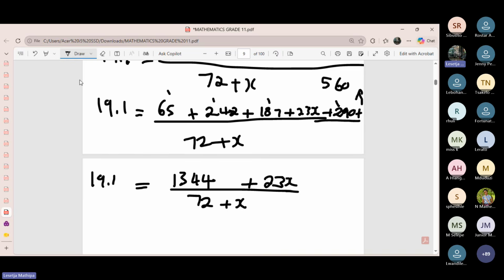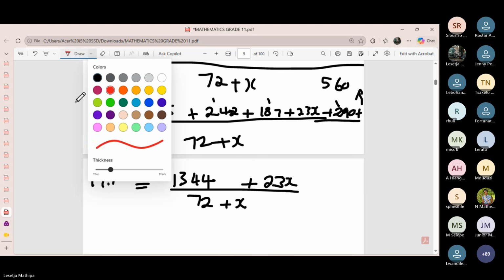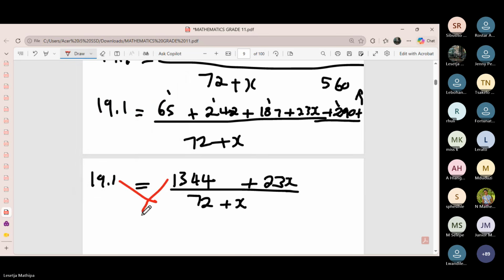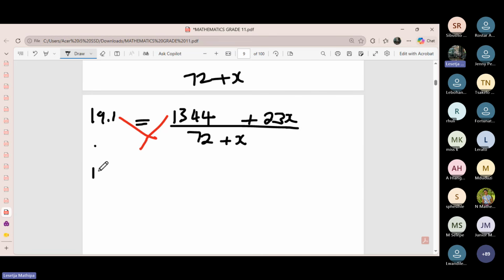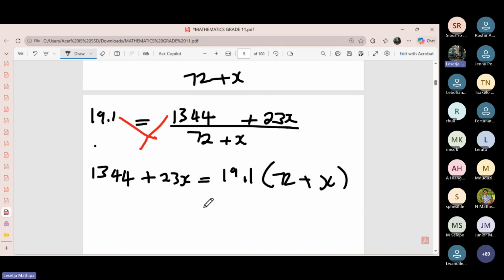So now here we're going to cross multiply. When you cross multiply, this side you're going to be left with 1344 plus 23x, which is equal to, you multiply this one here, 19.1 into 72 plus x, because we're looking for x. Now this side, let's solve this one. So 19.1 multiplied by 72.